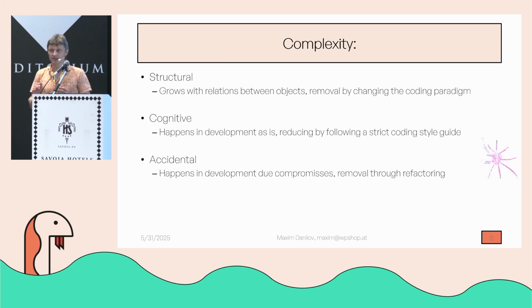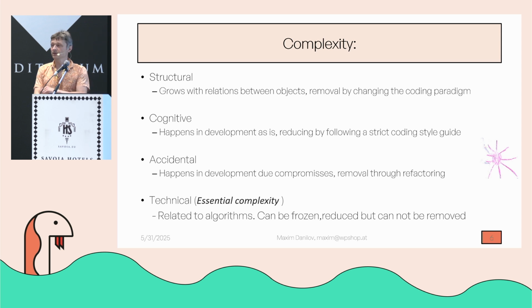And accidental complexity happens if we don't have time, if we should put something in production pretty fast. Sometimes we find some compromises, and accidental complexity starts to grow.